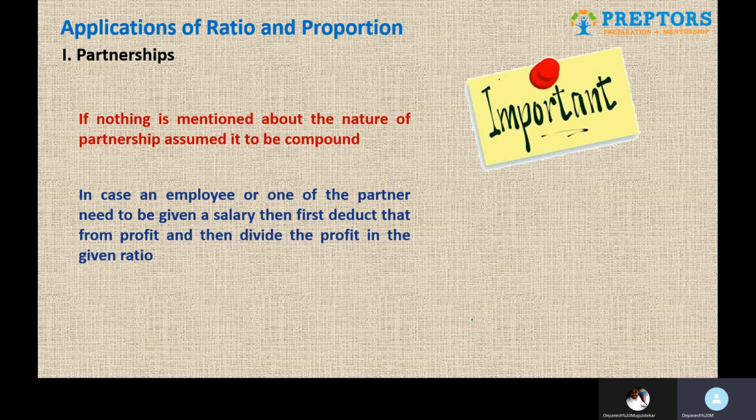If a partner or an employee is given a salary, whatever that amount is, deduct that first from the profit and then divide the remaining profit in the desired ratio. So these couple of notes will further solve your questions as far as the different categories of questions are concerned. So this is the first part of the topic, which is partnership.